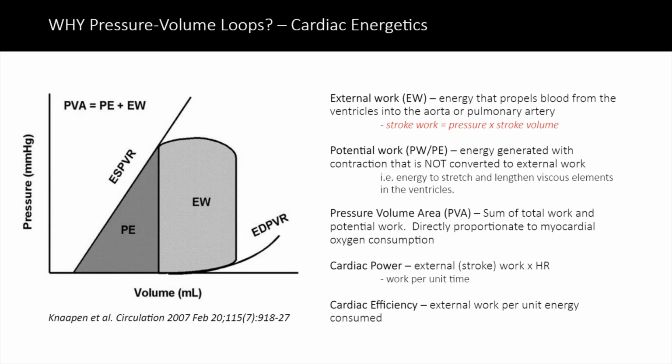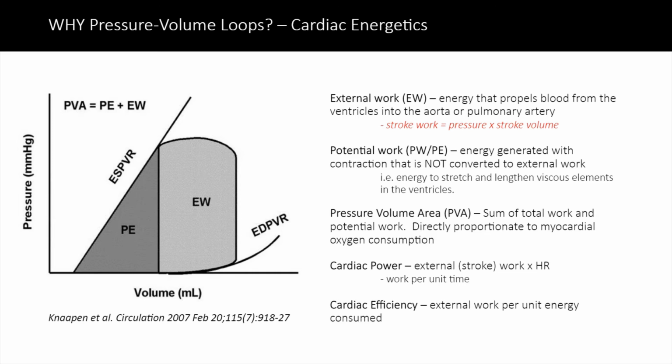If we examine that pseudo-triangular space bounded by the end systolic line of the PV loop, the end diastolic pressure volume relationship, and the end systolic pressure volume relationship, so the triangle to the left of the PV loop, you find the potential work. Now, this is the work of the heart that isn't converted to external work and can be thought of as the work of moving elastic elements within the heart, pumping calcium around, and so on.